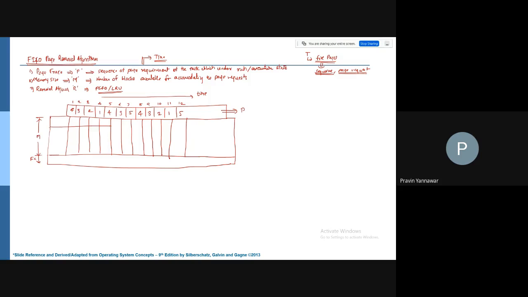So we are going to have m equals 3 now, with frames 1, 2, and 3. So here we don't have a previous reference to check, and all blocks are available. So we are going to add this 4 here. This 4 is being added, which means the page is being moved from virtual memory to primary memory, so we are going to add a fault.